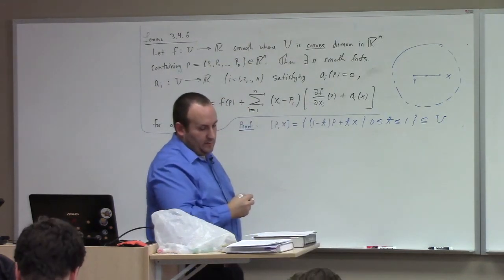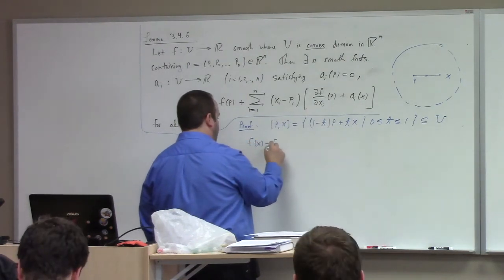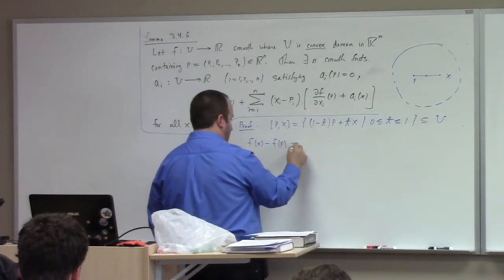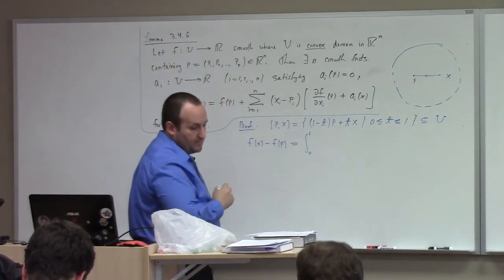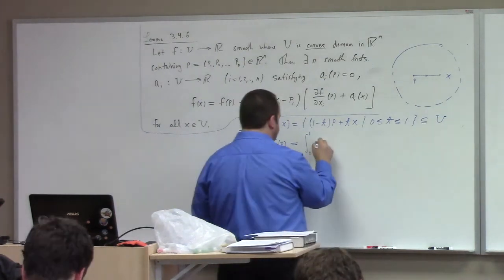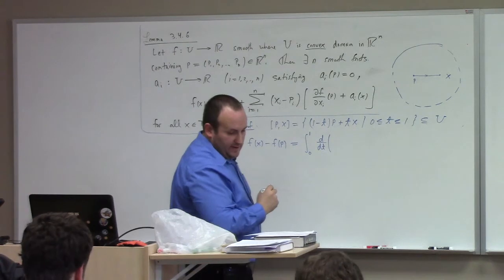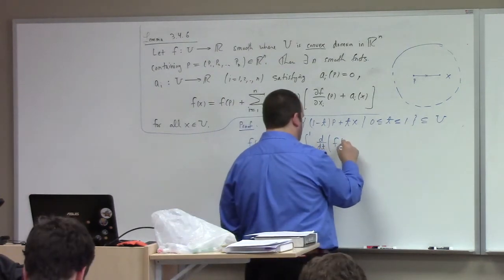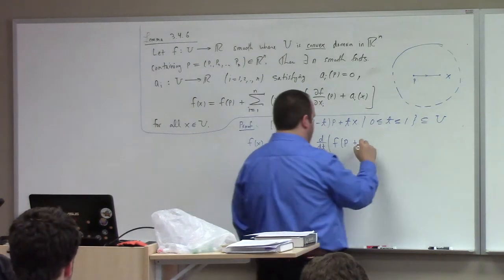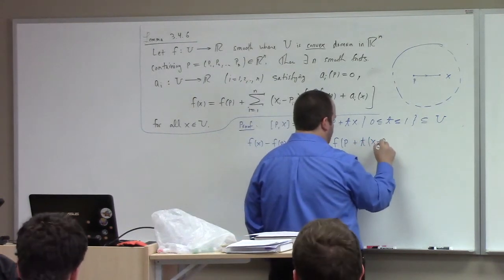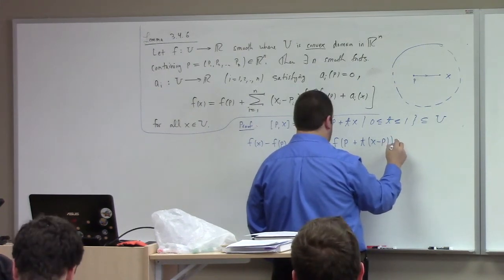And so here's the thing we do. We do f of x minus f of p, all right? That's equal to the integral from 0 to 1 of d/dt of f of p plus t times (x minus p). You notice that that's also the typical point in the line segment from p to x.